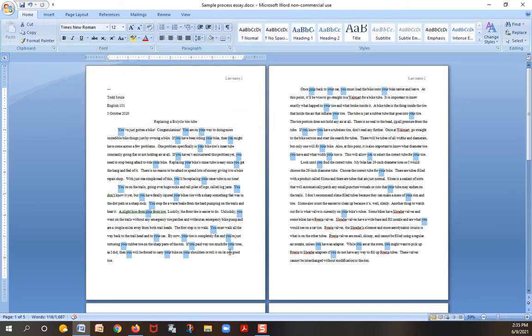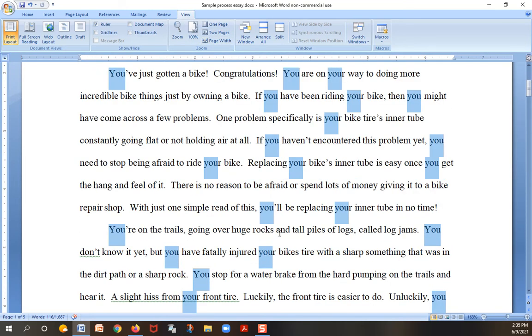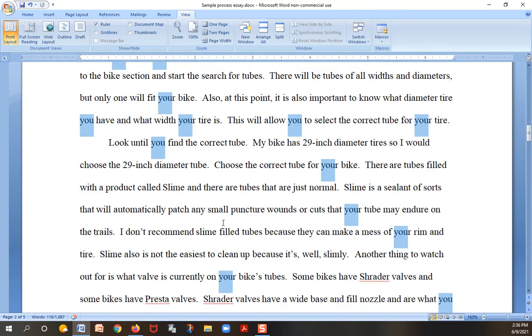And again, you can go back through the sentence, or excuse me, the essay. And a lot of times, you don't need your: replacing the bike inner tube. With one just simple read of this, anyone can replace an inner tube in no time. But in this essay, it was an especially egregious example where there are really too many you's and yours. So take a look at yours. I mean, if you've got over 20, 30 you's, you're going to need to do some revision to make the essay more direct.